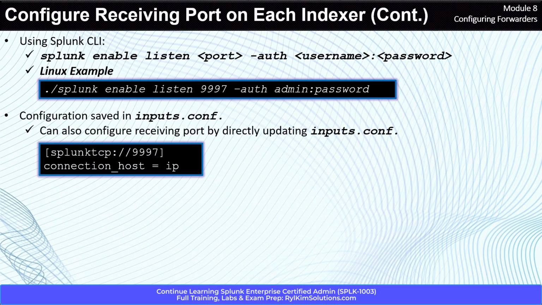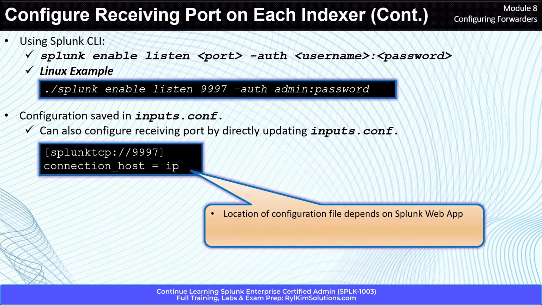So this is what the stanza looks like in inputs.conf. When you configure a receiving port on an indexer, it's going to add a stanza with this header. So you're going to have splunktcp because, of course, as we've seen, the data is received over TCP. And then you have 2 forward slashes here. And of course, you have your port number here, followed by your attributes. Now, don't worry too much about the attributes here. For example, this connection_host equal to ip, we're going to come across it again at some point in the course.